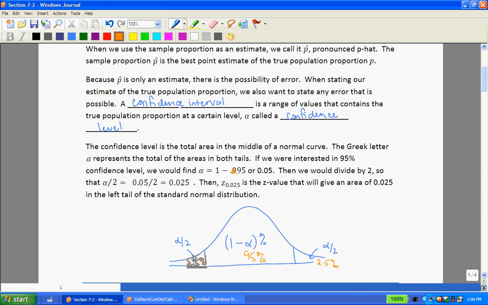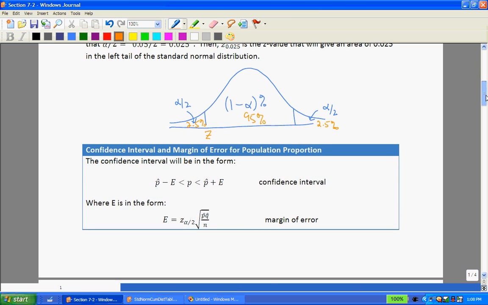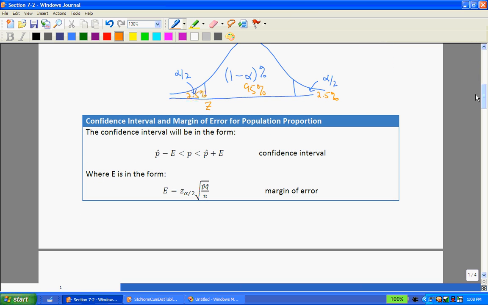So then z sub 0.025, remember we looked at that back when we learned about looking up normal table values. That's the z value that will give an area of 0.025 in the left tail. So we're looking for a z value right here, and that's ultimately what we'll use to calculate our confidence interval. So more formally, here's our formula for the confidence interval and the margin of error for a population proportion.